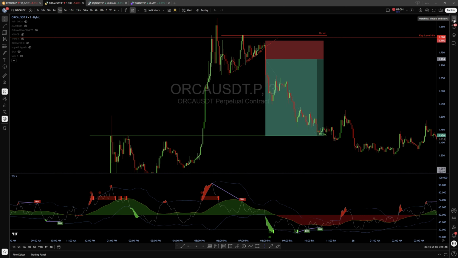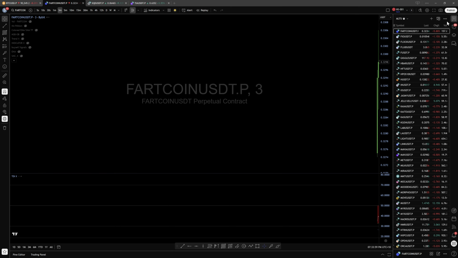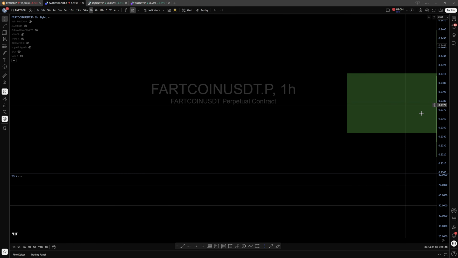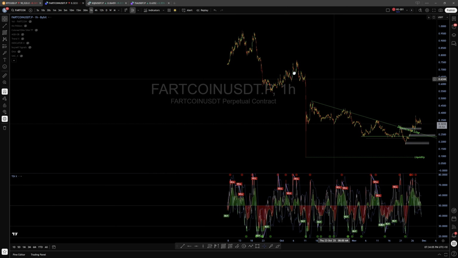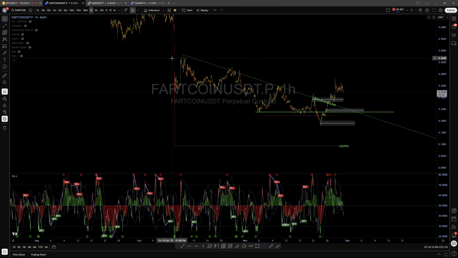There were some other ones. I'm going to look at some bullish scenarios too, and look at some random stuff. Fart coin is one I've been looking at off and on recently, and I think this was a higher time frame if I remember right. Yeah, so Fart coin had a very slow, gradual trend line.